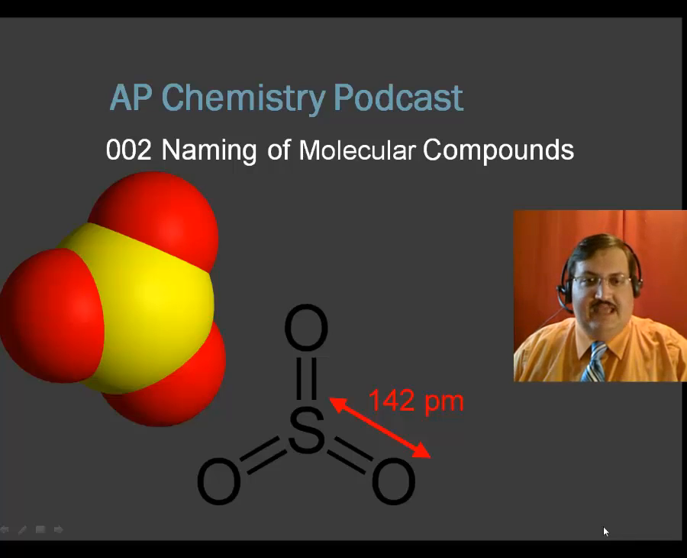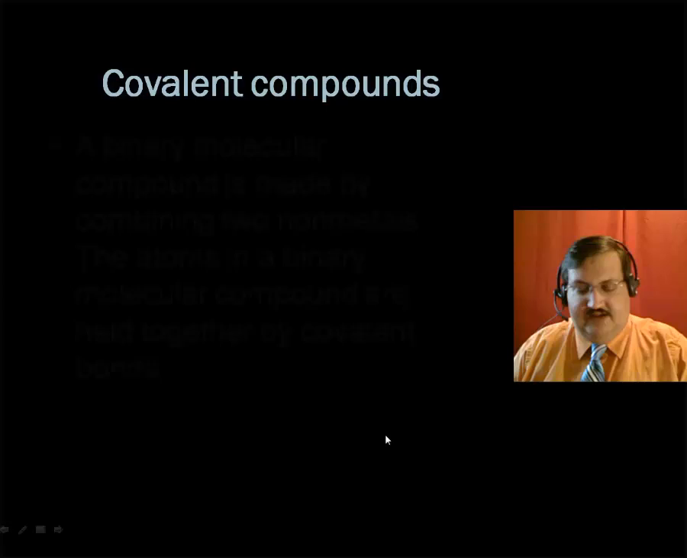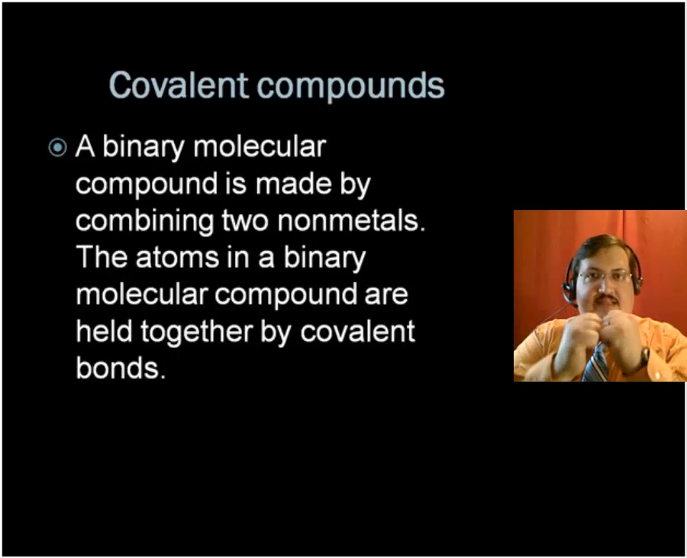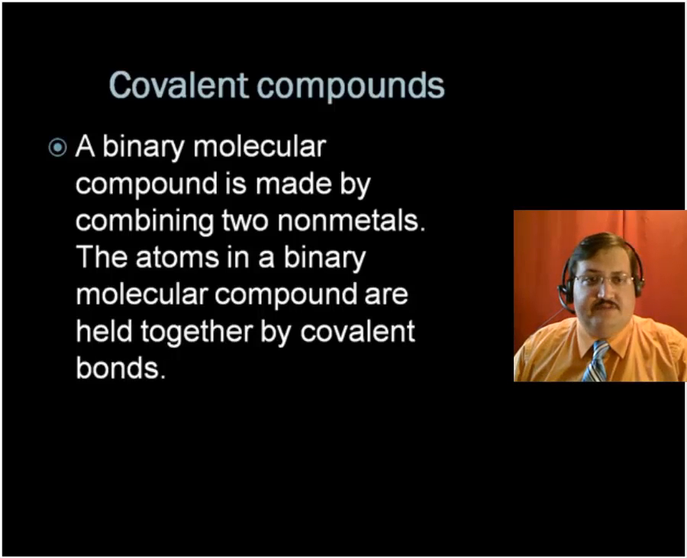Today we're going to be looking at naming molecular compounds, such as sulfur trioxide that we see here, with 1 sulfur and 3 oxygens. This is an ingredient in acid rain. Covalent compounds, and specifically in this podcast binary covalent compounds, are formed when 2 atoms share electrons, as opposed to forming ions that are held together like magnets, as we see in ionic compounds. Another name for covalent compounds is molecular compounds. You will see these terms used pretty much interchangeably, at least at this level.